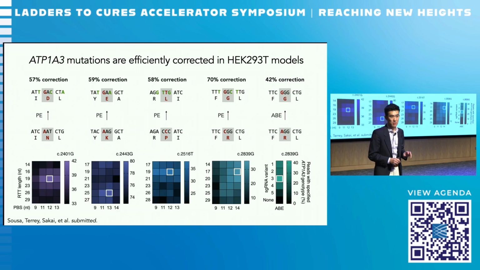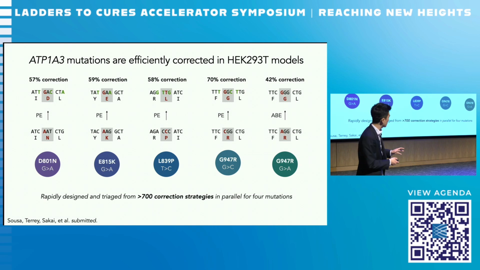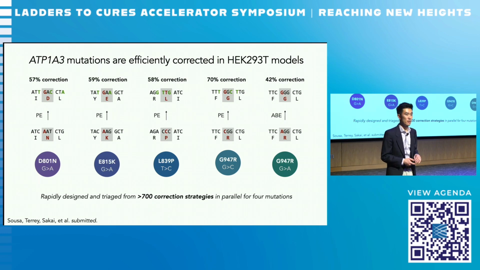I'm showing just a brief subset of the optimization experiments that we performed to correct these mutations. But suffice it to say that after a substantial amount of work, we were able to efficiently correct 5 of these mutations across a number of different strategies in our cellular models of these mutations.